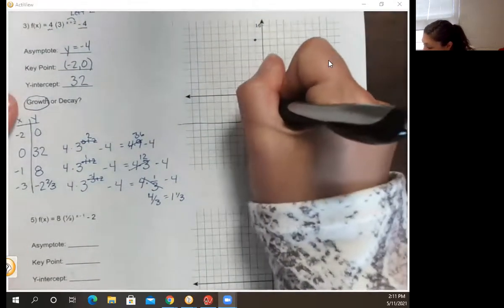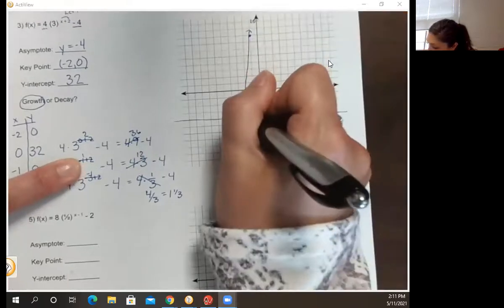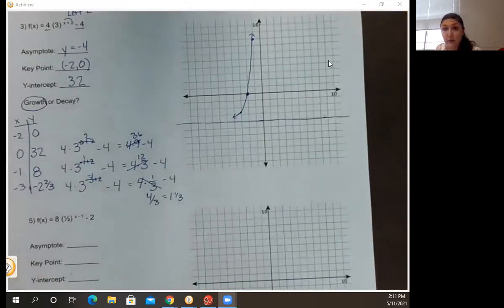So I'm going to sketch in my curve. And there's my function. We'll take a look at one more together.